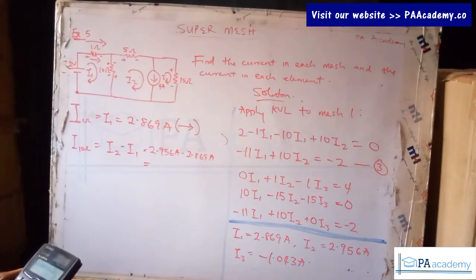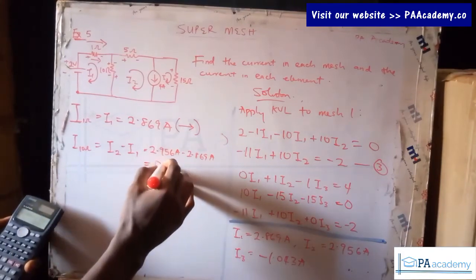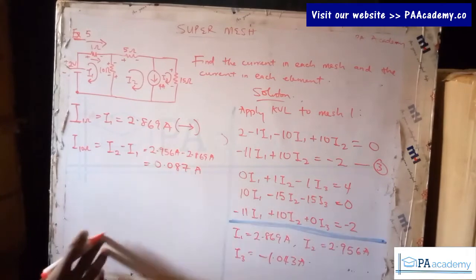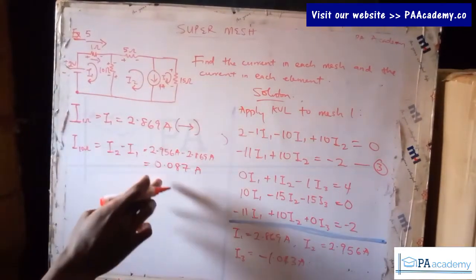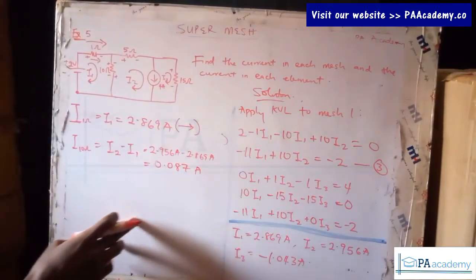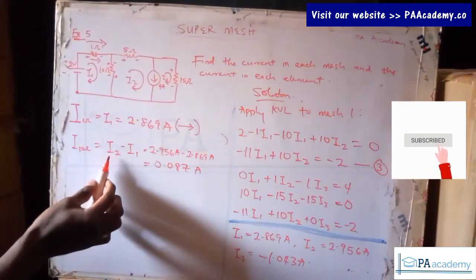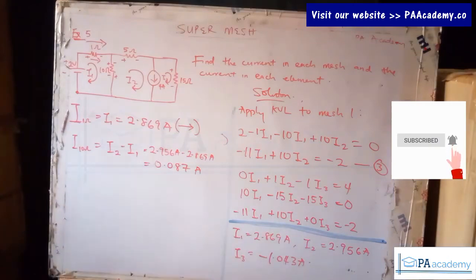minus 2.869. So that will give us 0.087 amperes. So that means the current flowing through it is 0.087 amperes. So for you to determine the direction, the direction will be with the direction of whichever current has the highest value.